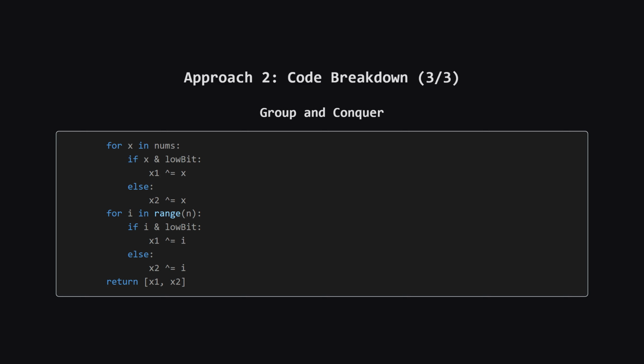After we've gone through all the numbers, x1 will hold one of the sneaky numbers, and x2 will hold the other, because everything else will have cancelled itself out within its own group. We then just return them in a list.